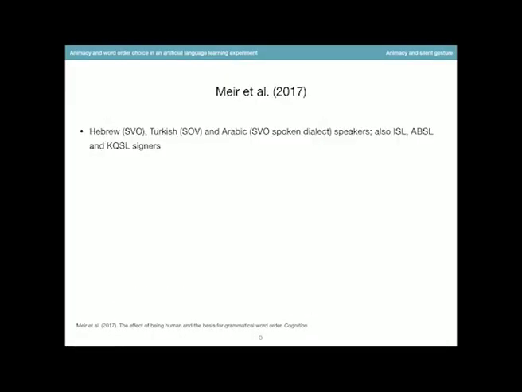In the Meyer study, they also recruited participants from different groups, so Hebrew speakers, Turkish and Arabic. But in this study, they also looked at the signed responses from signers of ISL, ABSL and KQSL, and these are all relatively young and emerging sign languages. So again, what they found was for non-reversible events, there was a preference for SOV order across all groups. And again, they found a more varied picture for reversible events.